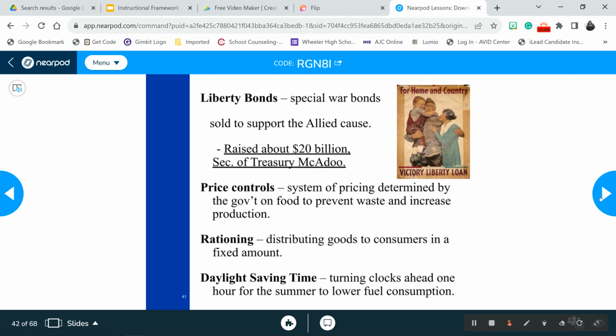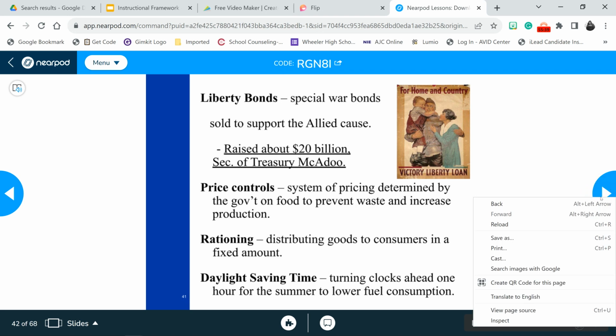All right. These are some of the things that were done to help with the war effort. Liberty bonds, you've got to know that because that'll come up in both World War I and World War II. That was basically a special war bond set to support the cause, basically trying to raise money. Price control, basically the federal government tried to control how much things cost. Because again, if everybody's broke, would they be able to go spend money to help the war? I'm asking, would they? No.